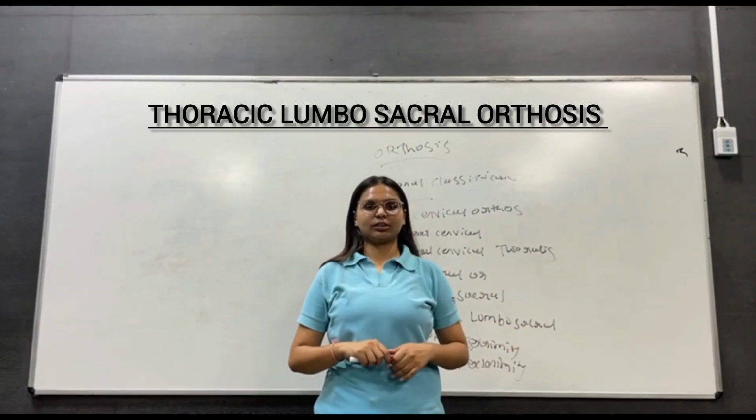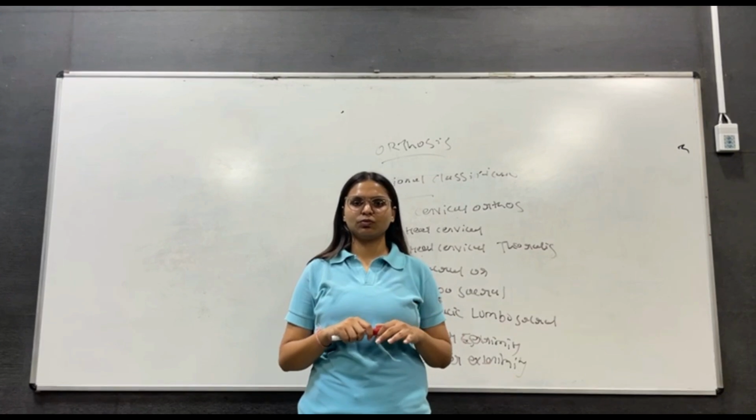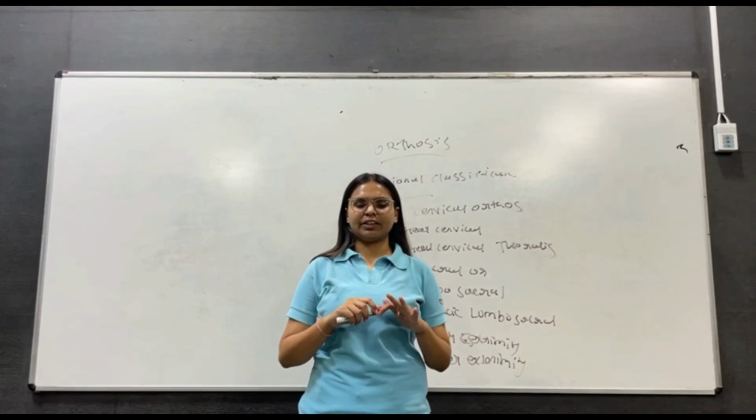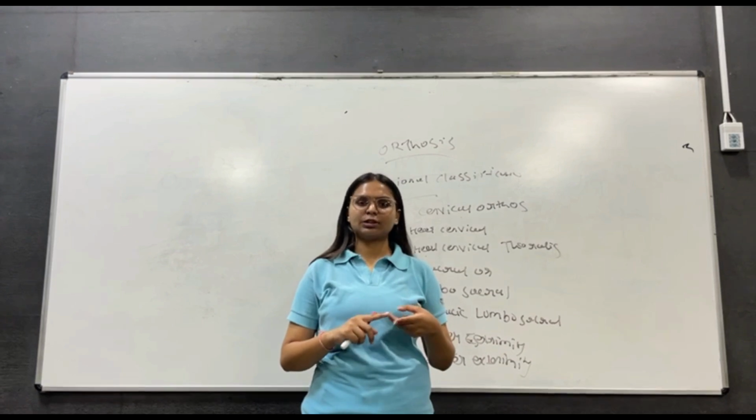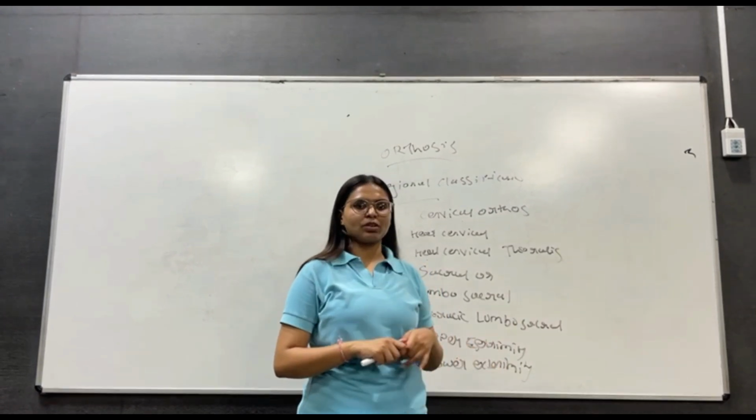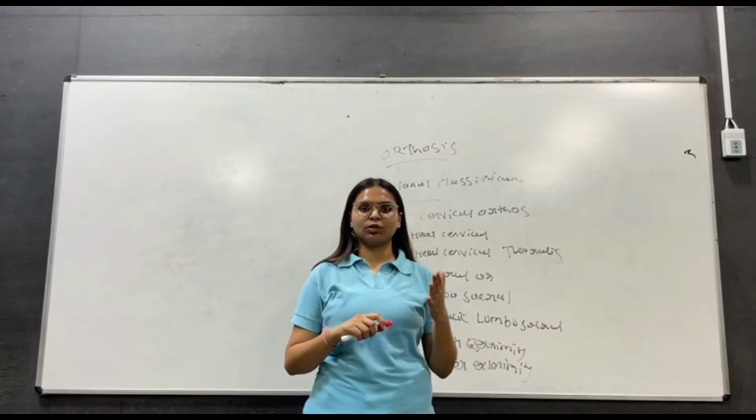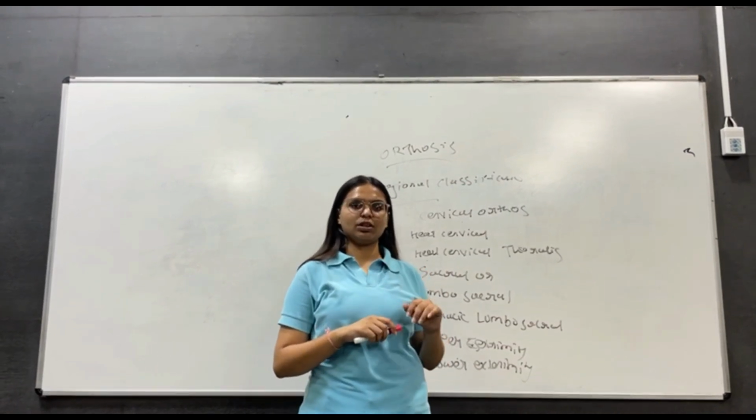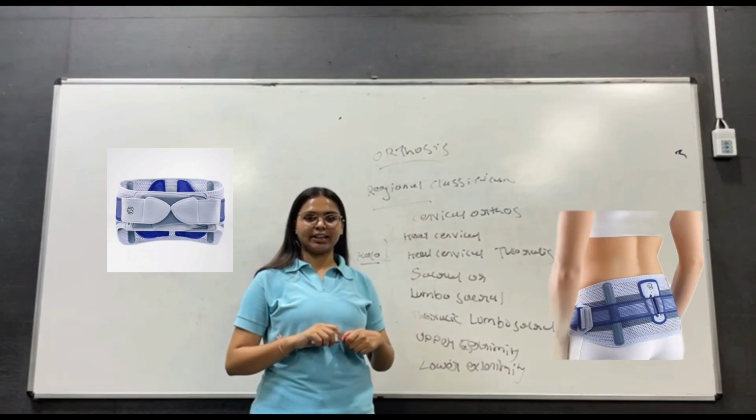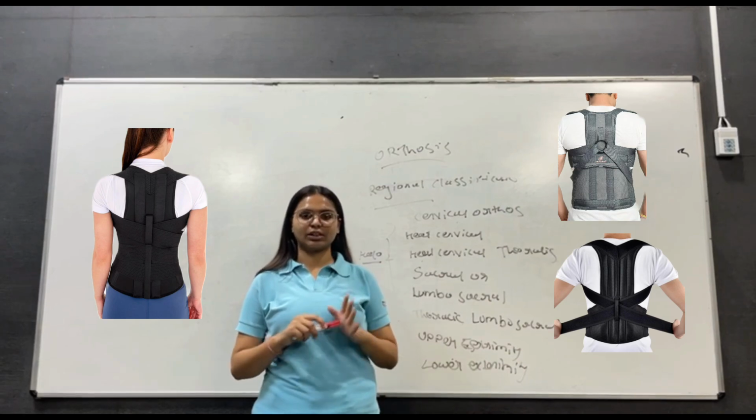Now thoracic lumbosacral orthosis. It is mostly useful when there is a need to stabilize the thoracic spine, lumbar spine and sacrum of the body. It is mostly useful for pre-operative or post-operative stabilization of the spine. Now these are the sacral, lumbosacral and thoracic lumbosacral orthoses.